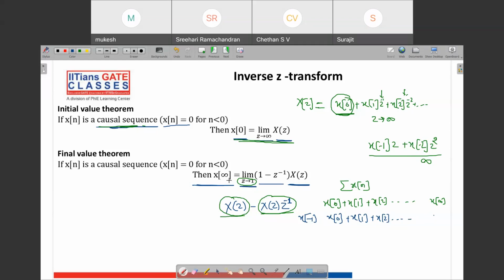Now, when you subtract the two, this second signal is kind of left shifted. So this will cancel out, this will cancel out, this will cancel out, and this term will be equal to 0 because it is a causal signal. For negative values of time, there will not be any signal. This cancellation will continue, except for this x of infinity. Since the second signal is shifted, the last term will not get cancelled out, and that's why once you apply this formula, you get x of infinity.